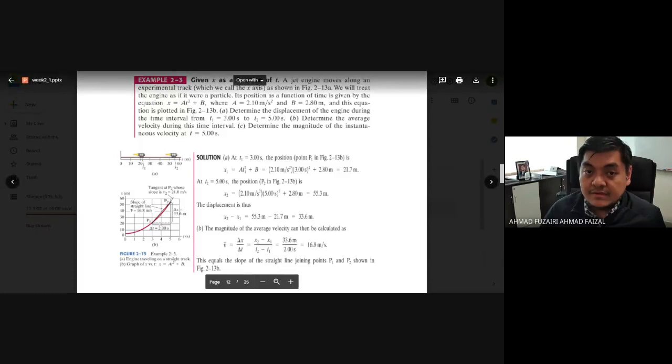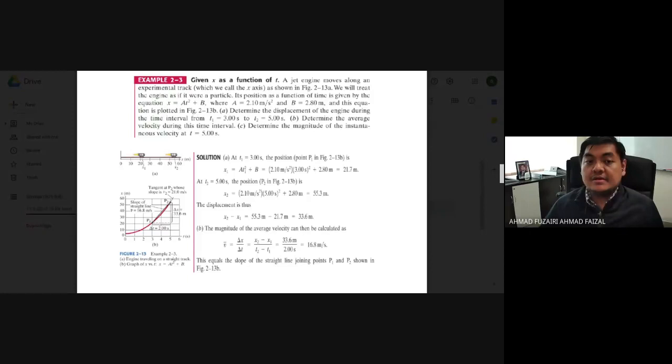Let's say you are given x as a function of time, so they give you x equals a t squared plus b. x is position, so x as a function of t means that you have t inside x. Therefore, you can take dx over dt.